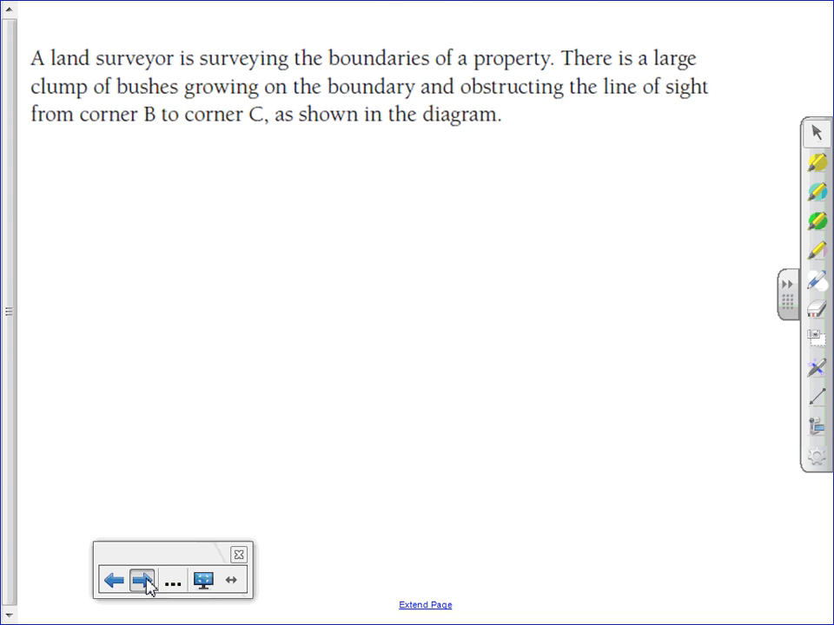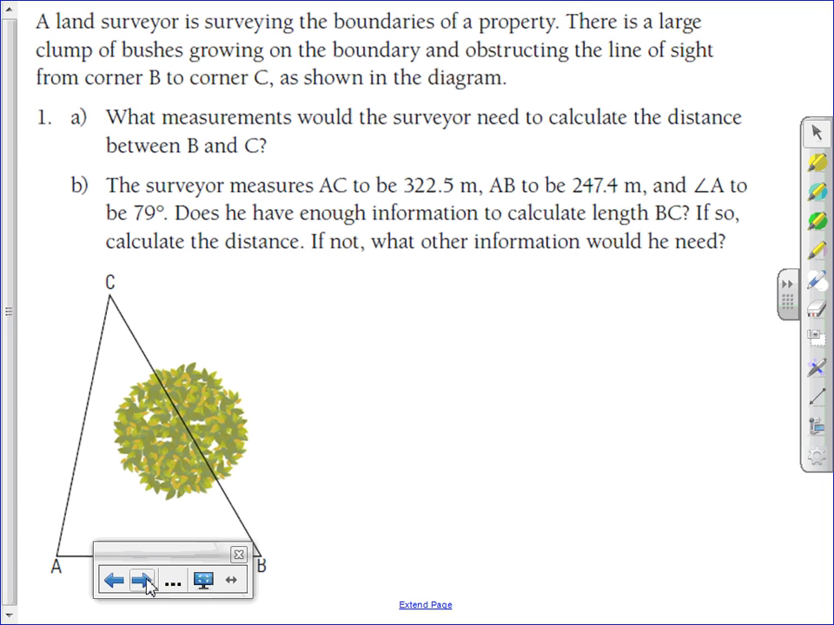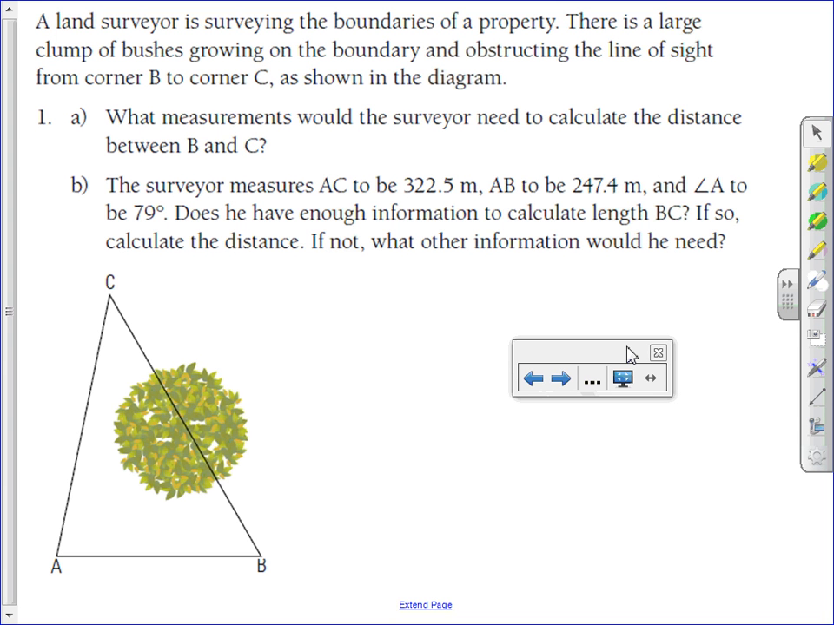Okay, another problem here. We have a bush, it looks like, and it says that it's growing on the boundary and it's obstructing the line of sight. The question is, what measurements would the surveyor need to calculate the distance between B and C? So if I wanted to find this distance here, and I will call it little a, what do I need? According to the cosine law, I would need angle A, and then I would need side B, and then side C. That's the information that I would need.